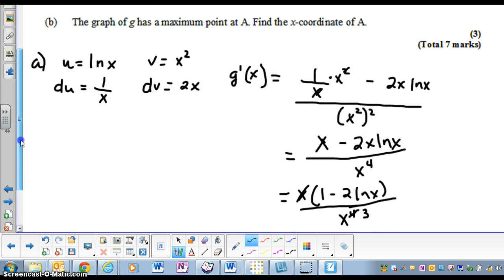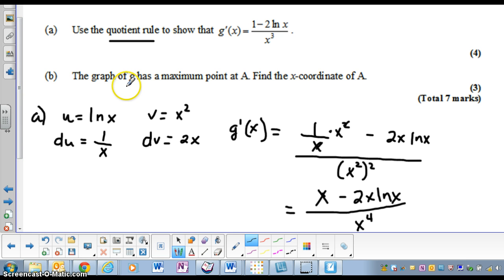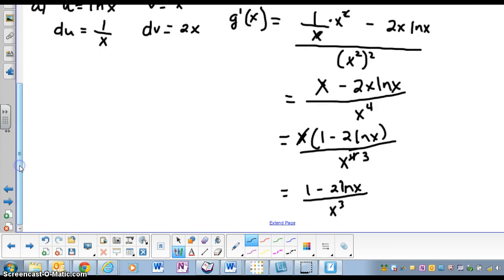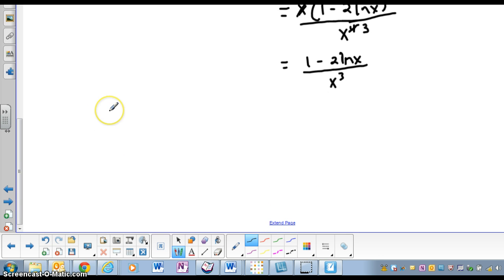Okay, let's see what part B brings. Part B tells us that the graph of g, our original function, has a maximum point at A. They want us to find the x-coordinate of A. So going back to our optimization, anytime they want us to maximize, we'll take the derivative and set it equal to 0 to find our value. Lucky us, we've already taken the derivative, so all we have to do is set this derivative equal to 0. You would want to show that knowledge: the first derivative is equal to 0 for the maximum.